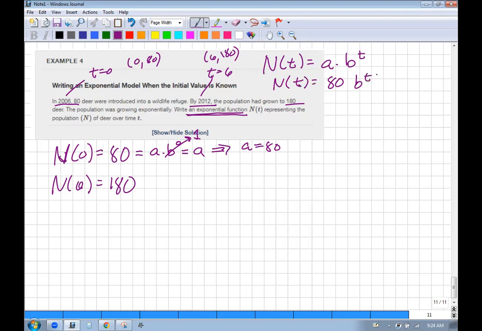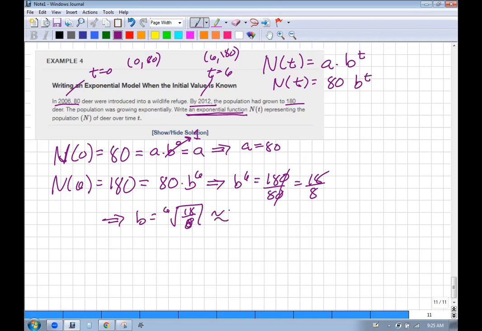We just need to know what b is now, right? Well, we have this piece of information. If this is N of 6, then we know that a is 80. This would be 80 b to the 6th. All I did was plug in what we know about a. This is what N of t looks like. We need to figure out what b is. So we would have b to the 6th is 180 over 80, or 18 over 8. So b would be the 6th root of 18 over 8.